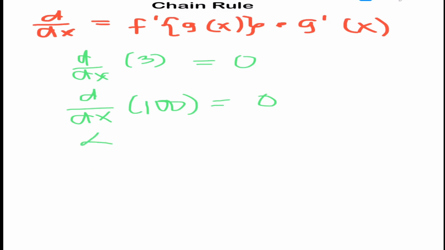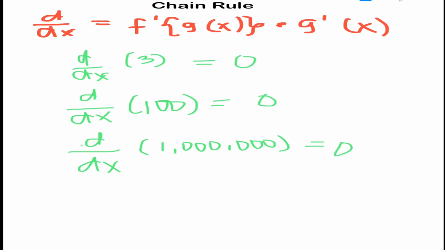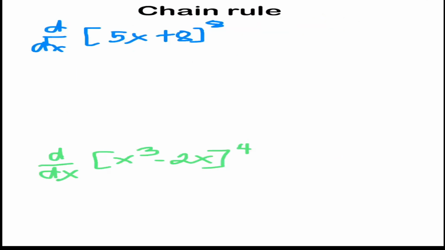Next, we have the derivative of 1,000,000, which is also 0 because it's a constant. Now, let's proceed to our main topic today, which is the chain rule. Let's take a look at this example.